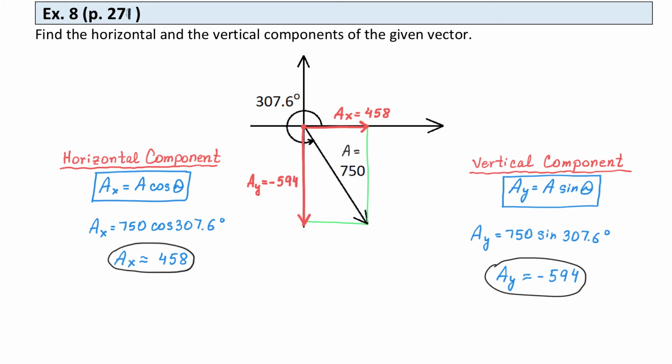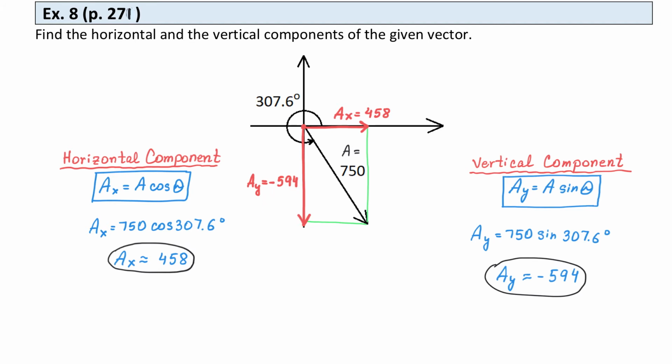So the rule is that if a horizontal component is directed to the right, then it's represented by a positive number, but if it would be directed to the left, it would be represented by a negative number. The same is with the y component. If the y component would be directed up, then it would be represented by a positive number, but if it's directed down, it is represented by a negative number.